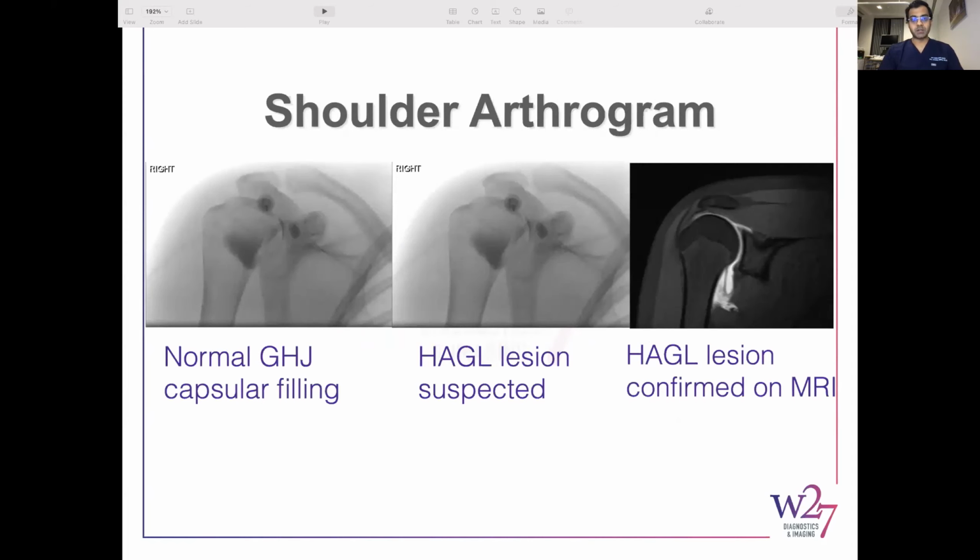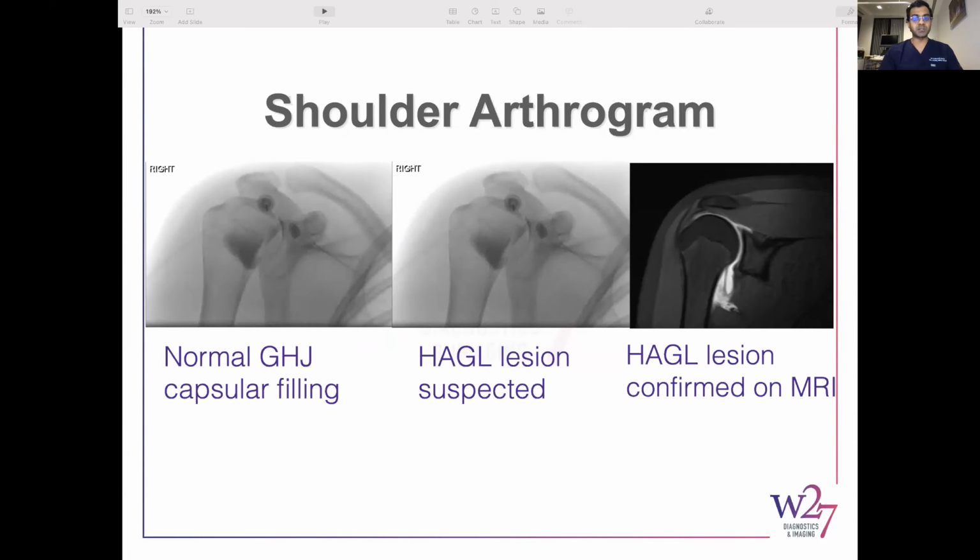Here's a few images of what a shoulder arthrogram looks like. On the image on the left, we've got a normal glenohumeral joint that's filling with contrast. The image in the middle is an example, and it's quite subtle actually. I don't know if it's projecting as well on your screens, but there is a suspicion for a HAGL lesion here. The reason being, I can see contrast leaking out from the joint inferiorly.